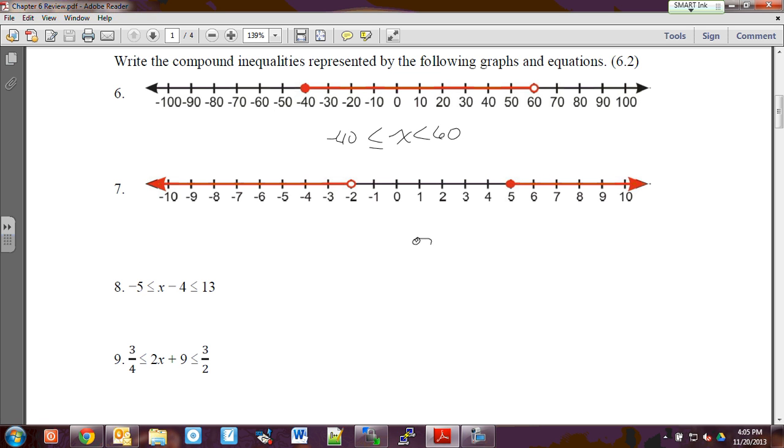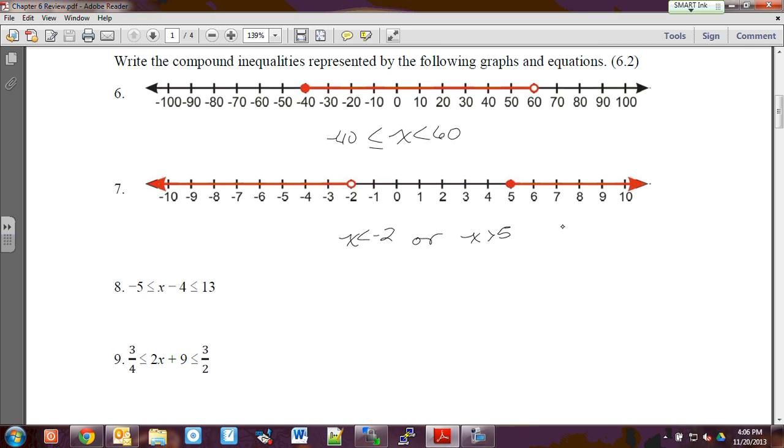This one's going to have an or in the middle. Okay, you can say x is less than negative 2, because all these values are less than negative 2, or x is greater than 5, because all these values are greater than 5. Okay?